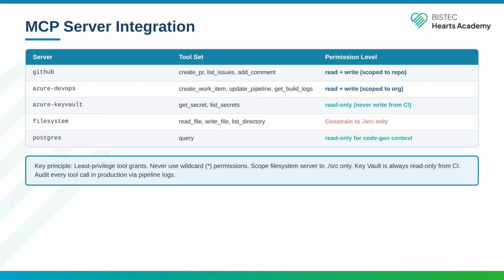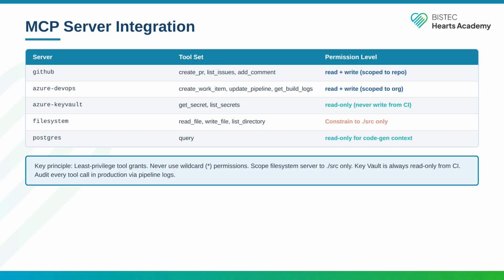MCP servers are Claude's interface to the outside world. They extend what Claude can do beyond reading and writing local files. The key architectural decision for each server is: what is the blast radius if Claude makes a mistake with this tool? The GitHub MCP server gives Claude the ability to create pull requests, list issues, and add comments.